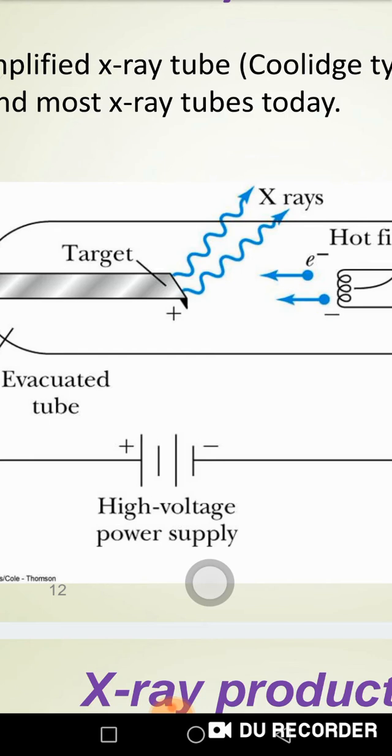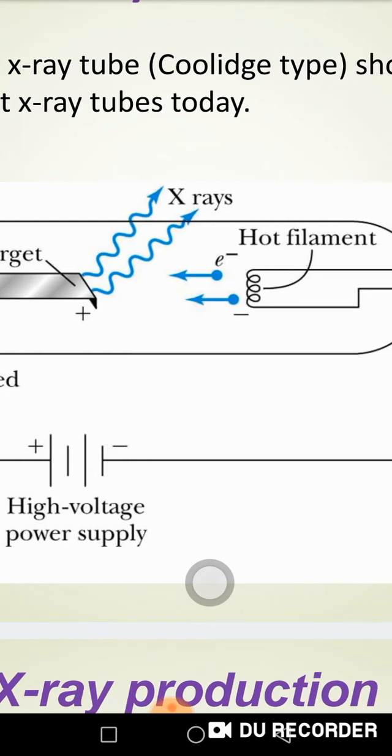When the value of the milliampere increases, the filament increases the number of electrons.